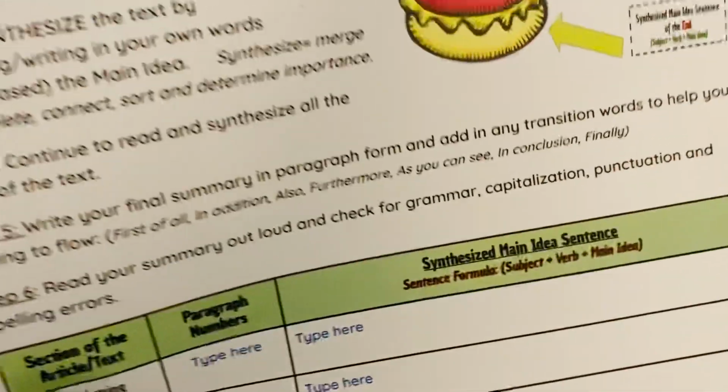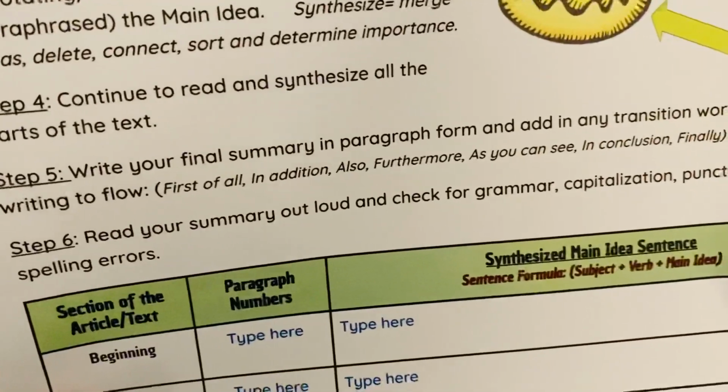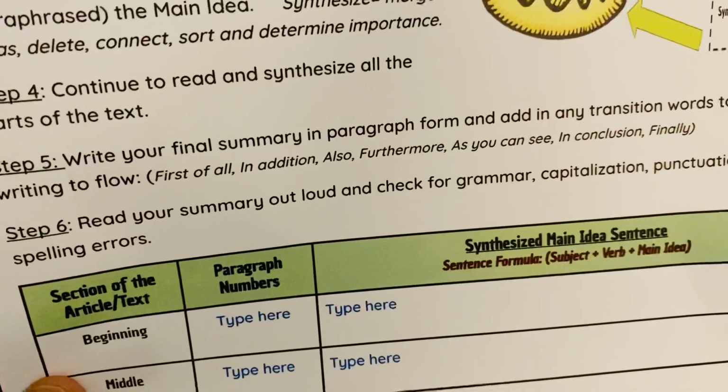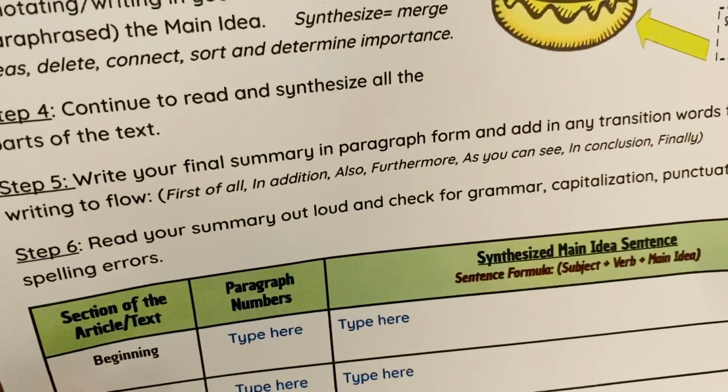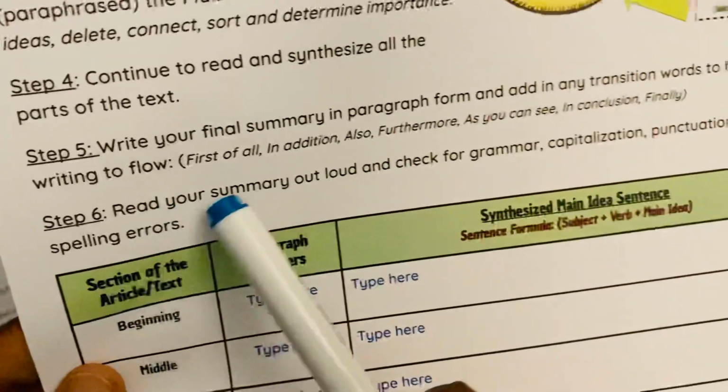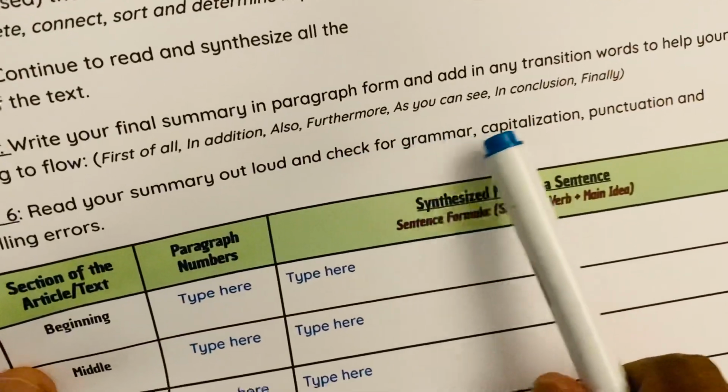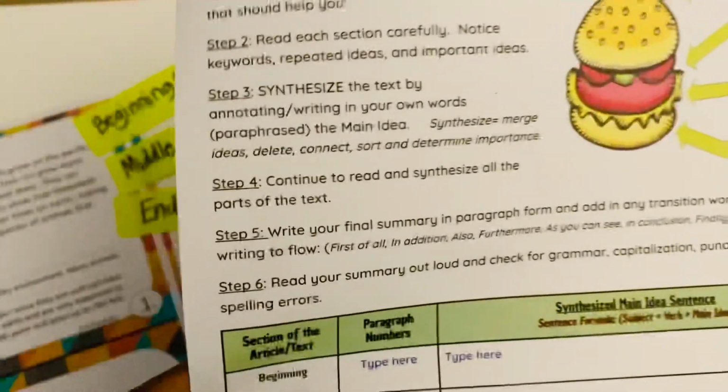You probably know way more than that, but that's a good list to get you started, and you're probably familiar with that from writing from last year. Then our final step is to read our summary out loud and check for grammar, capitalization, punctuation, and spelling.